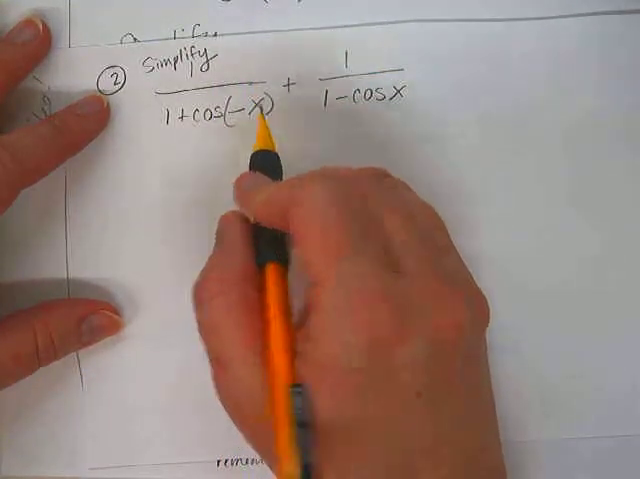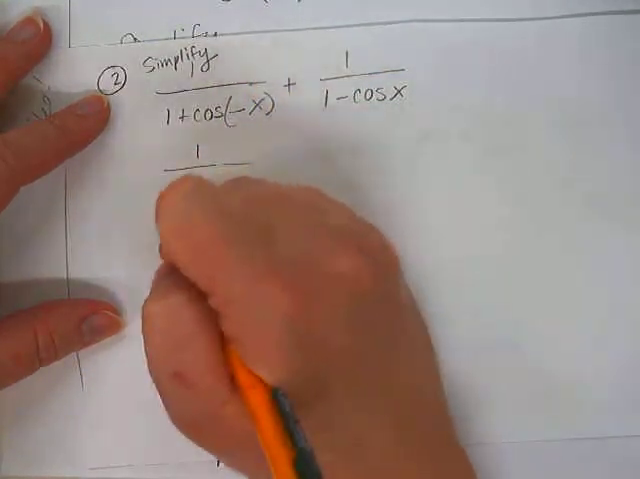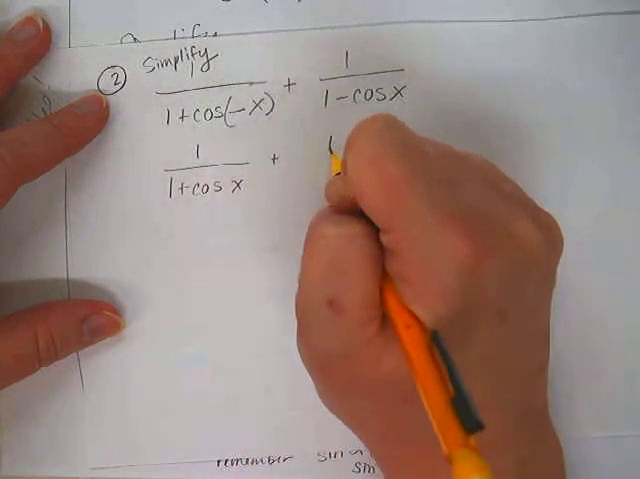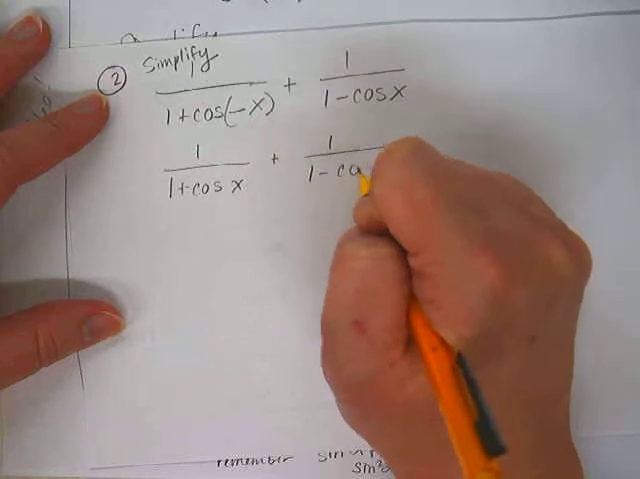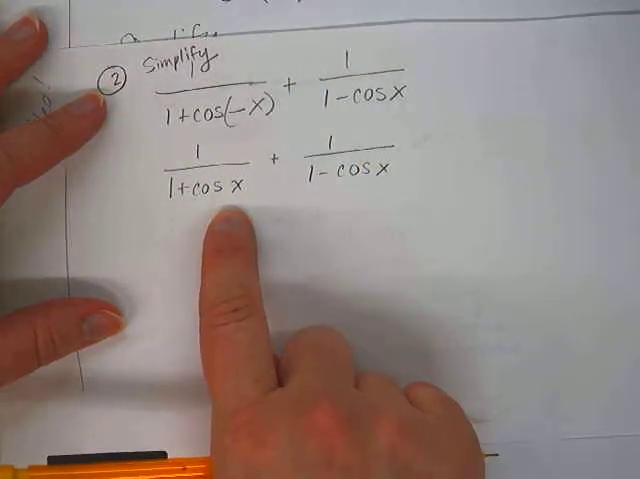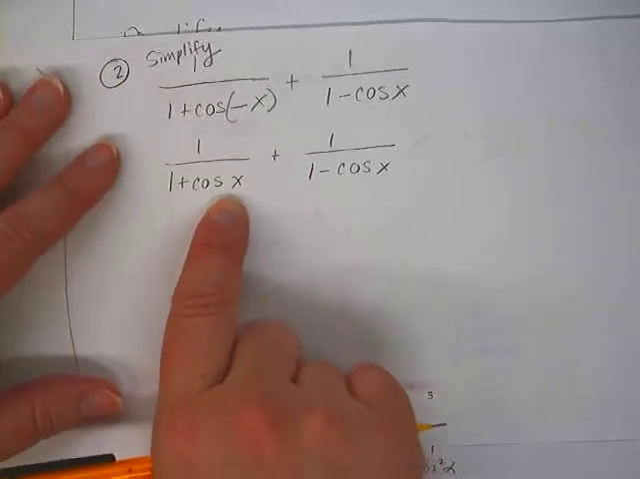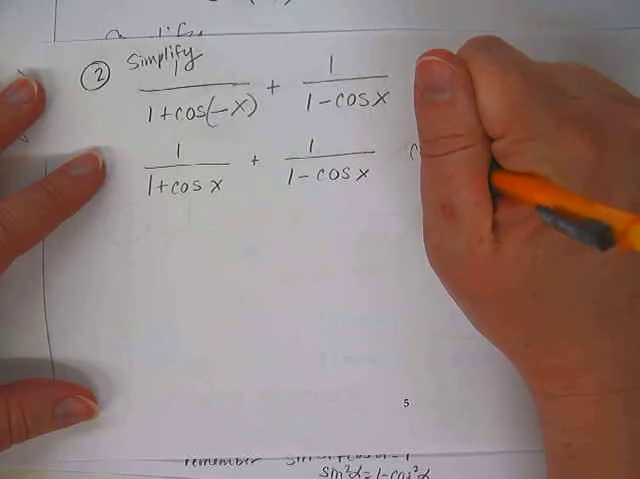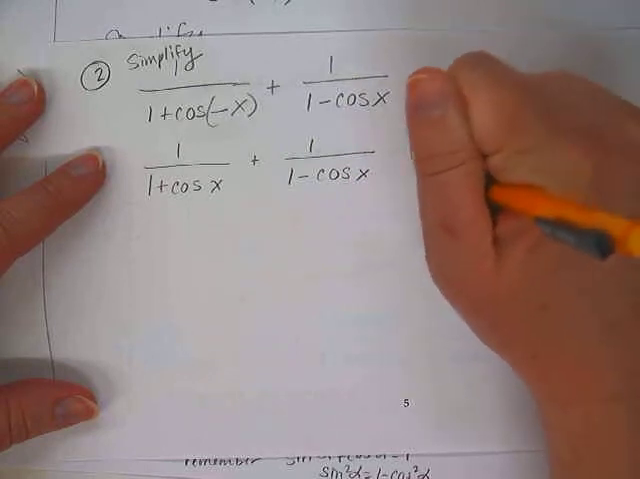Since cosine is an even function, the cosine of a negative x value is the same as the cosine of the positive x value. So we can first rewrite our problem with a positive x because of that even function, or the even identity that we just learned about.